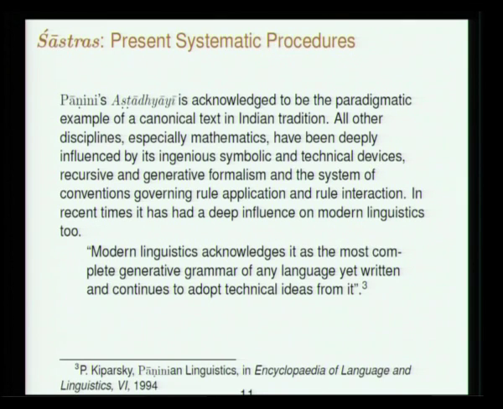And of course, the most canonical such systematic text in India is the great grammar written by Panini called Ashtadhyayi. In fact, most other disciplines, and especially mathematics, are extensively influenced by the method of Panini. His use of symbolic and technical devices, recursive and generative formalism, and the system of conventions that govern rule application and rule interaction, all this goes back to Panini, and it has had a deep influence even on the modern discipline of linguistics.